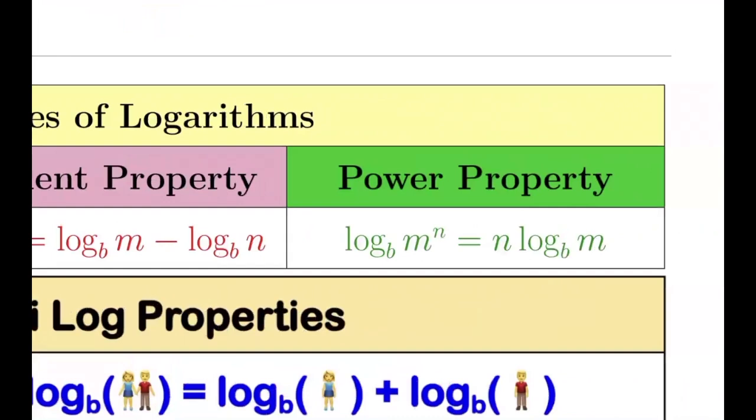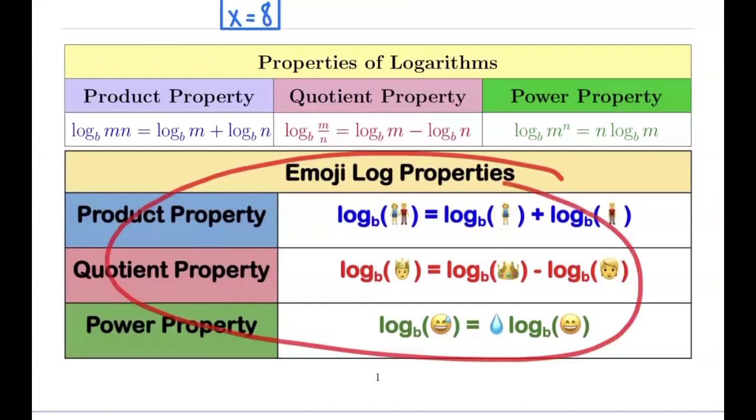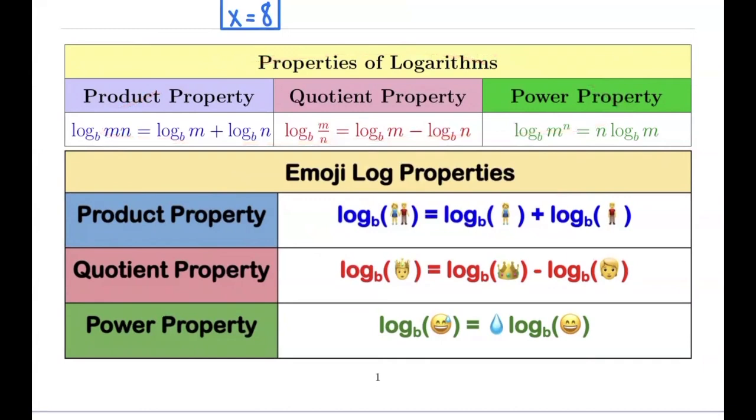And the next property is the power property of logarithms. So this says that if you have the logarithm of a number with an exponent, so m to the power of n, that equals the product of the exponent and the logarithm of that number. All right. And then this table right here is the same thing as this table, but with emojis. So I'm catering to the younger audience here.